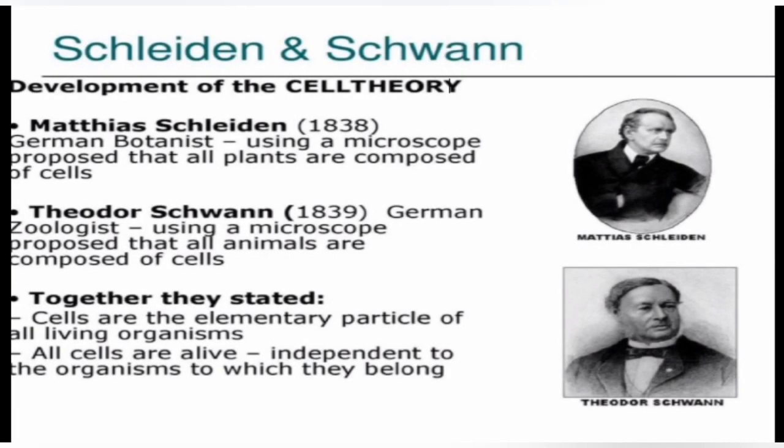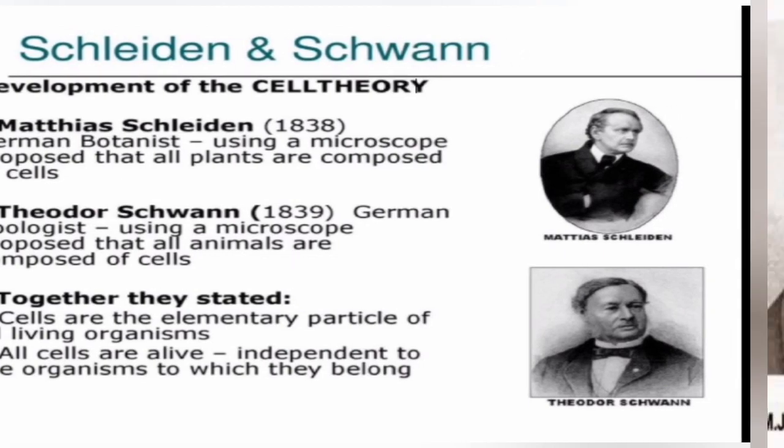By the late 1830s, botanist Matthias Schleiden and zoologist Theodor Schwann were studying tissues and proposed the unified cell theory. The unified cell theory states that all living things are composed of one or more cells. The cell is the basic unit of life, and new cells arise from existing cells. Rudolf Virchow later made important contributions to this theory.